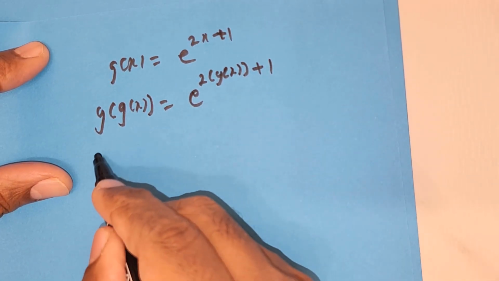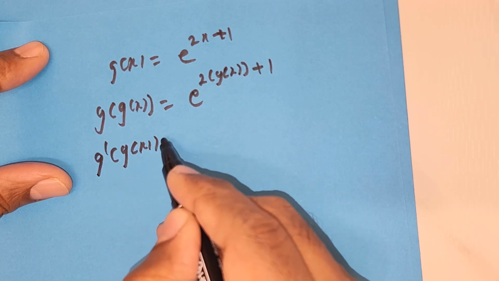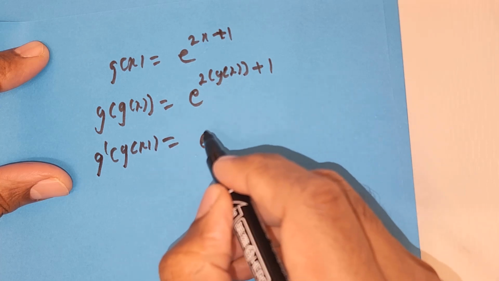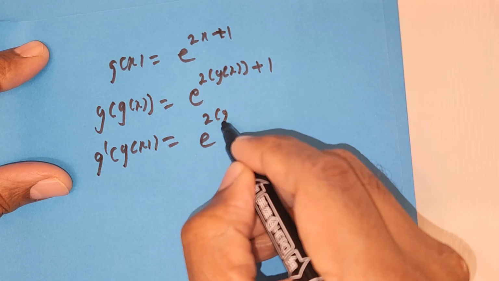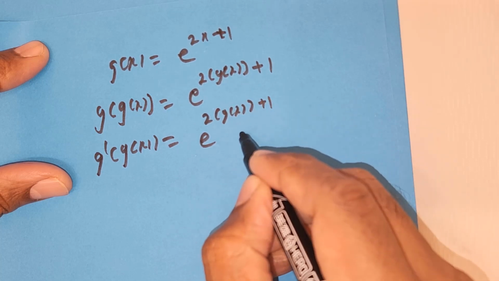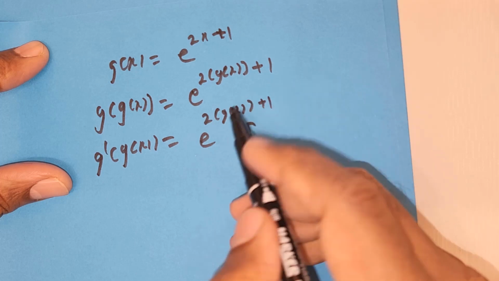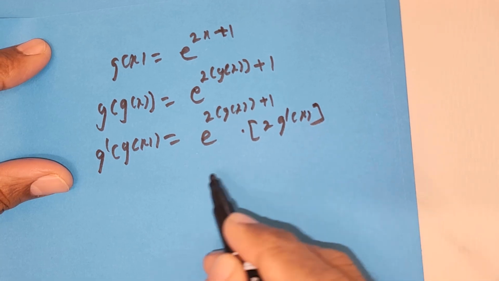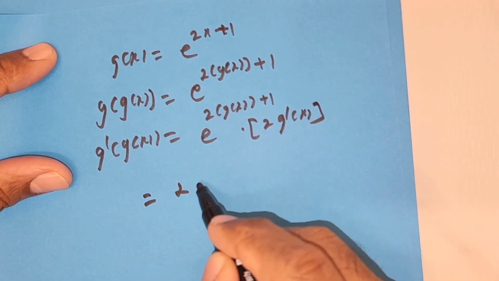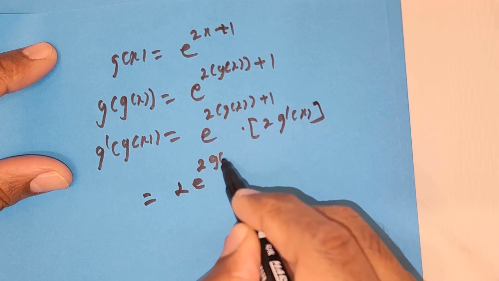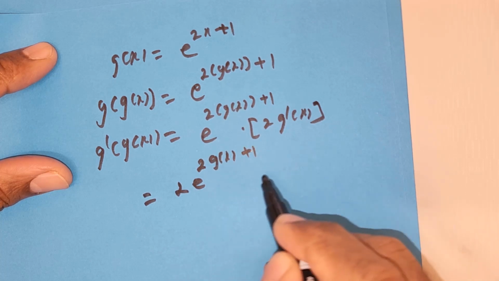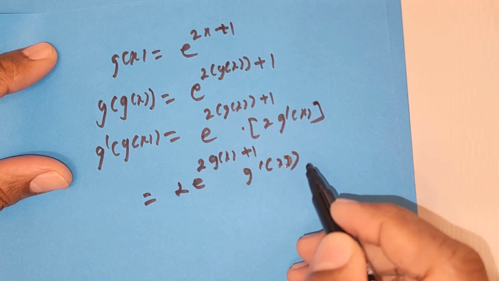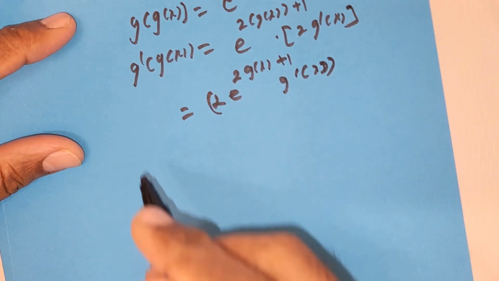right? Now g dash of g of x is going to be equal to, when you differentiate this, e raised to the power of 2 of g of x positive 1 multiplied with differentiation of this, which is 2 times g dash of x. Differentiation of 1 is going to give me 0. So you have 2 times e raised to the power of 2 times of g of x positive 1 multiplied with g dash of x. Okay, this is what we have.